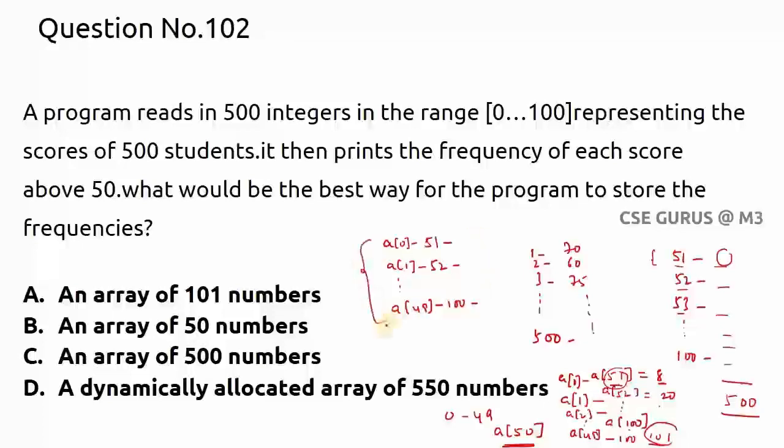So in order to do this, I require an array whose maximum size is 50. That is enough. So which option is correct? Here it is giving 101 numbers, 50, 500 and 550. I require 50 only. So option B is the correct answer.